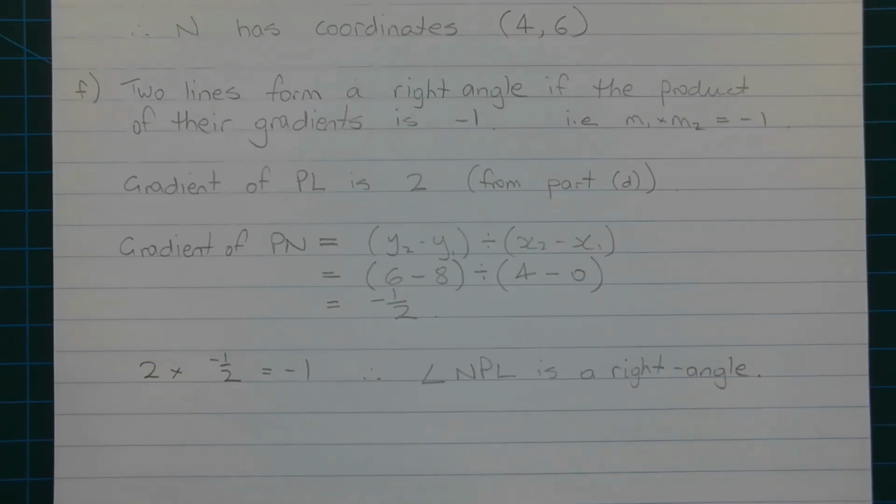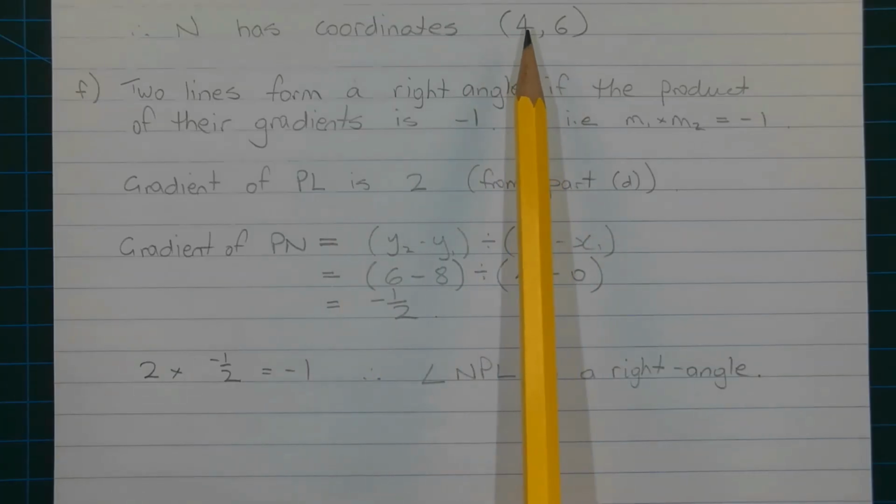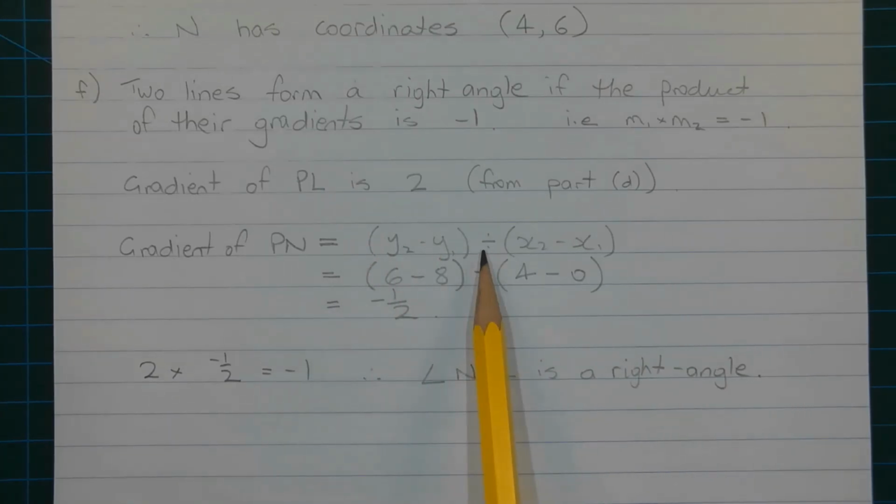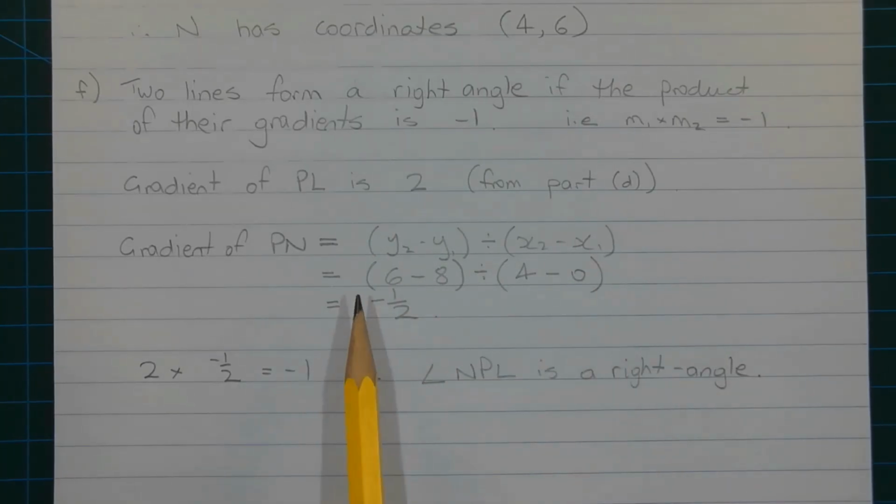Now we can use the two-point formula, and in part E we found the coordinates of point N, which has coordinates (4, 6). So using the two-point formula, the gradient of PN is equal to (y2 minus y1) divided by (x2 minus x1). In other words, change in y divided by change in x, or rise over run. And that equals (6 minus 8) divided by (4 minus 0), which evaluates to -1/2. So multiplying the two gradients together, 2 times -1/2 is equal to -1. Therefore, angle NPL is a right angle.